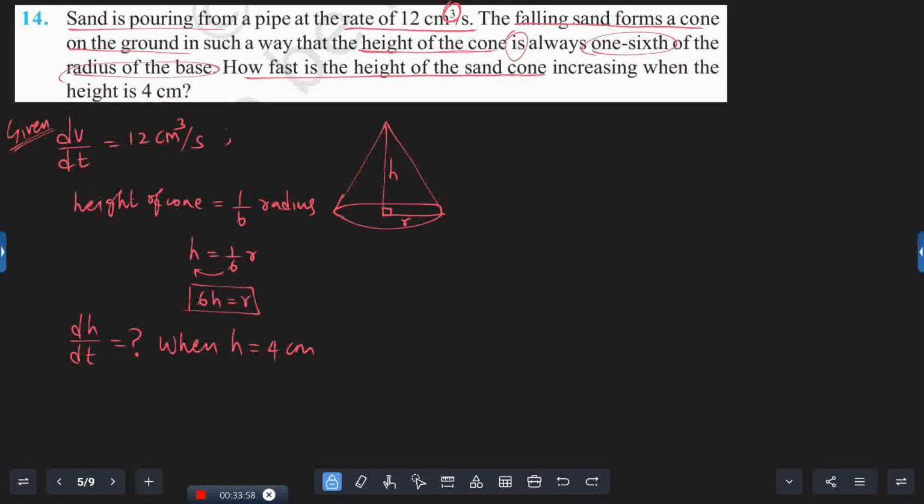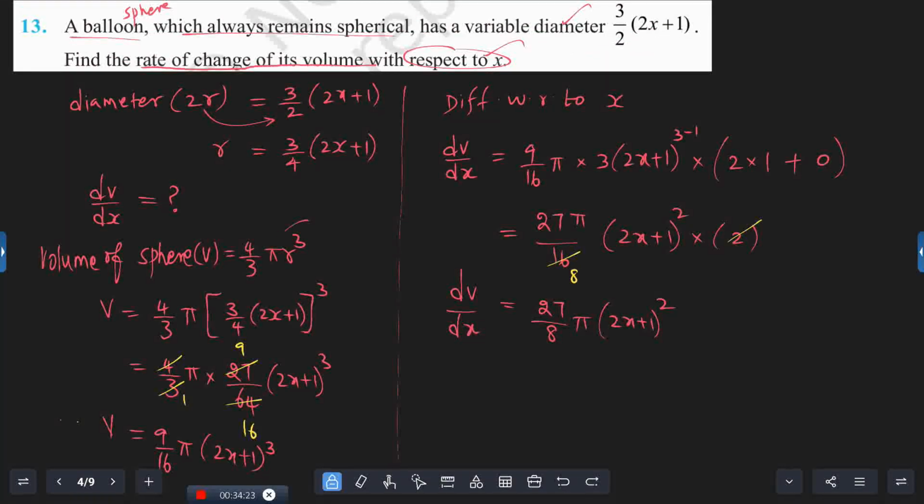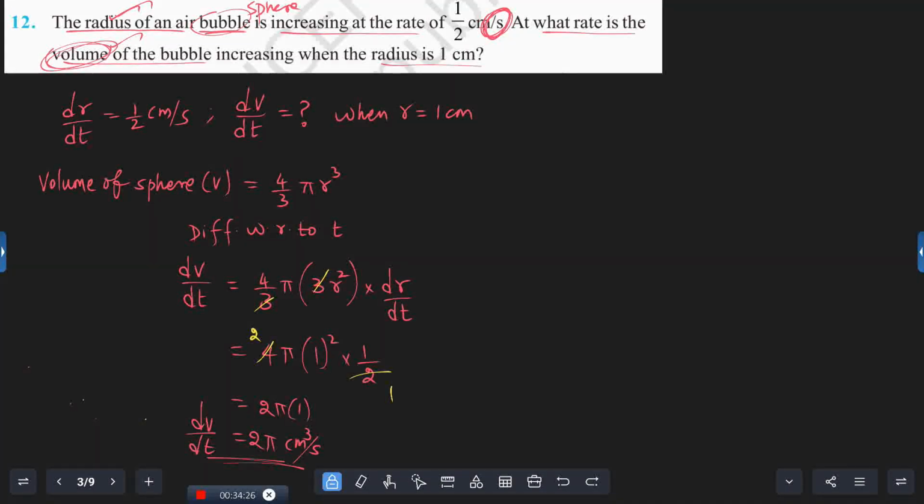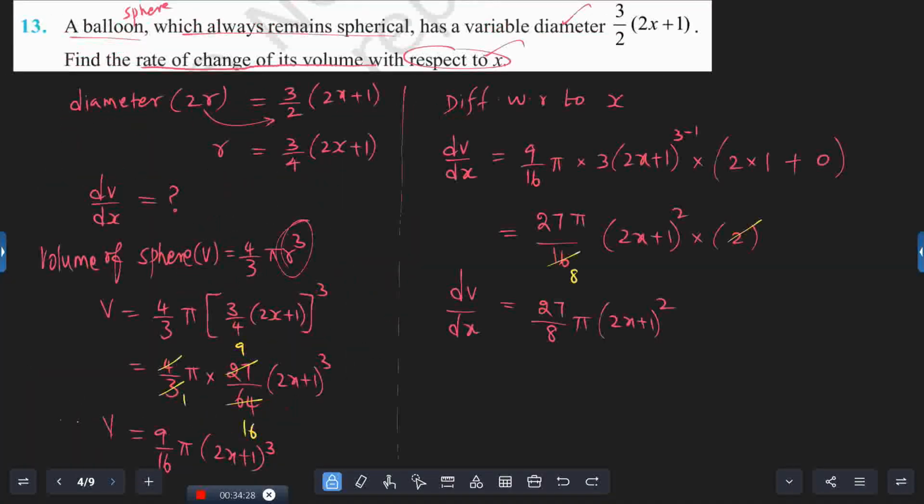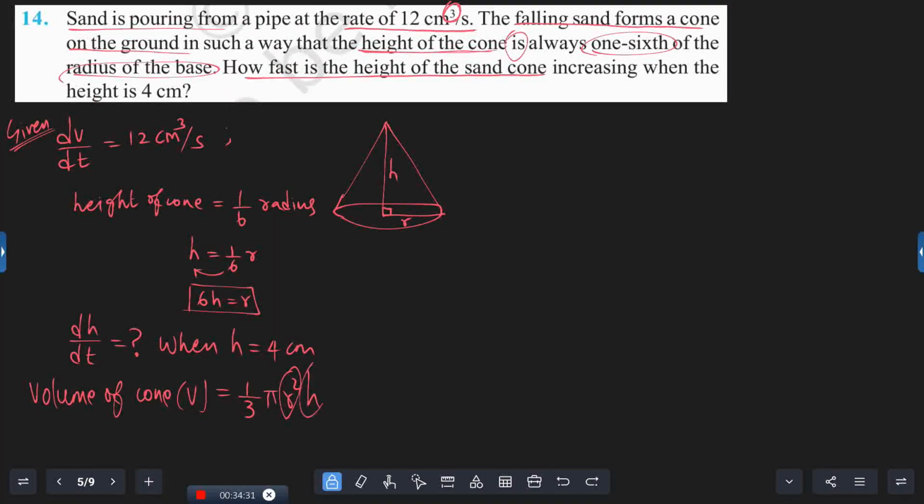Right. So what is given here? Volume is given. Volume you can use. So the volume of cone, that is V, which is equal to 1 divided by 3 pi r square h. Directly you cannot differentiate. Why, sir? There is a problem. In the previous there is only one variable, but here there is r as well as h. There are two variables.